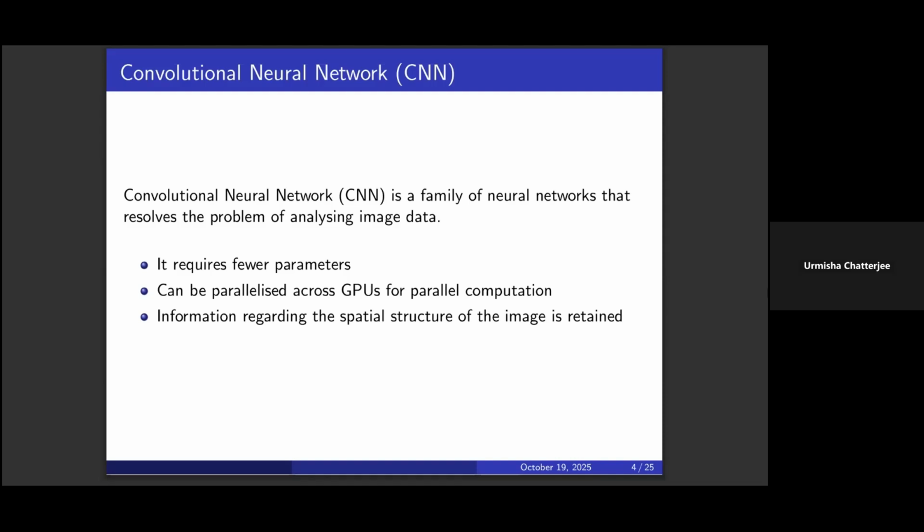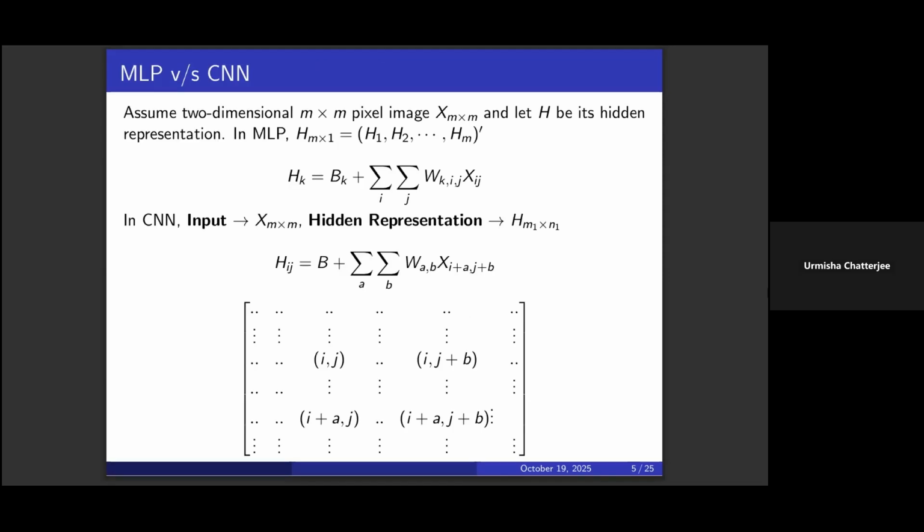I won't be discussing parallel computations of CNNs, and will rather focus on the other 2 points: that it requires very few parameters and how it takes into consideration the spatial structure. So to understand how a CNN operates, we need to see how it differs from multilayer perceptrons.